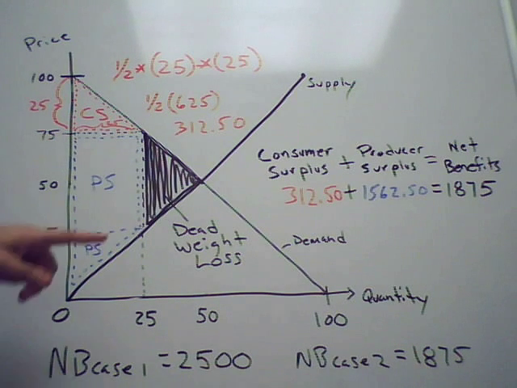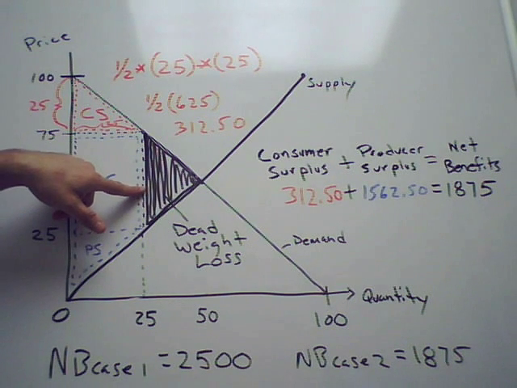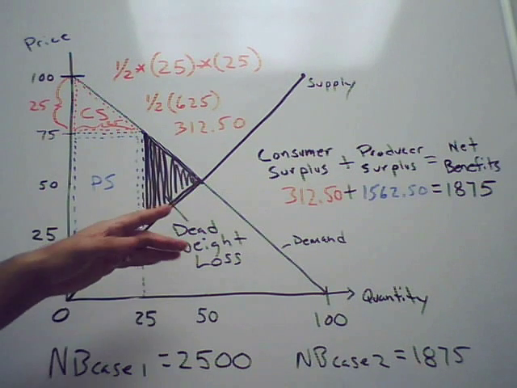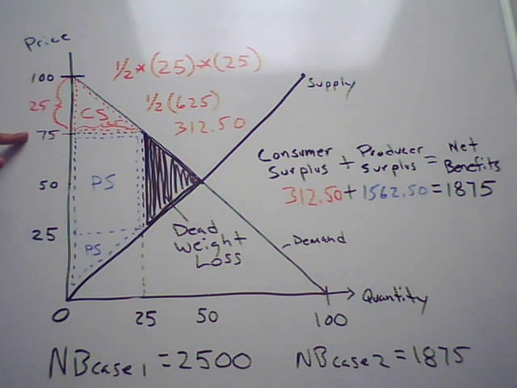What was lost is this area here. We call this shaded area the deadweight loss. It's the benefits that society could have had if they had gone to the equilibrium that were lost by restricting the price to $75.